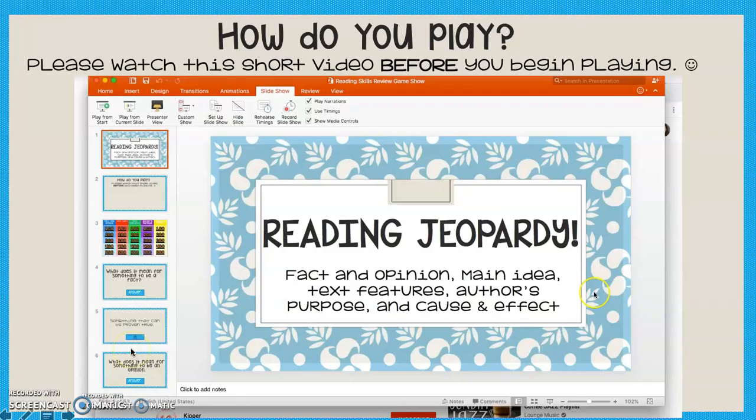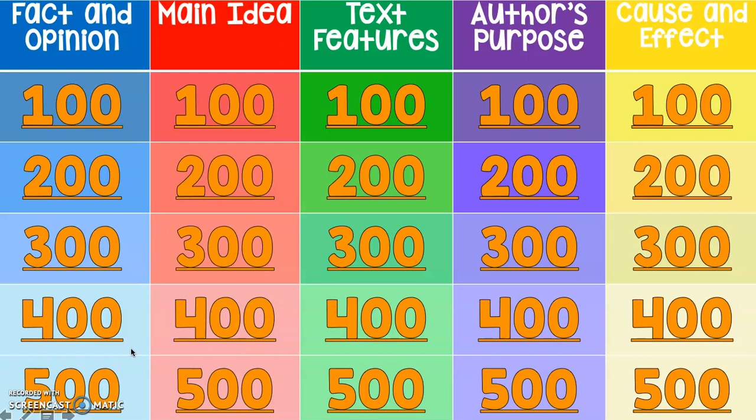Okay, all right. So here is our game board. Our different categories are fact and opinion, main idea, text features, author's purpose, and cause and effect. On your piece of scratch paper, if you just want to write number 1, that is just fine. The purpose of writing it down is that you are able to think through the problem and come up with an answer before I show you the actual answer. So write number 1, and then we'll choose our first category.